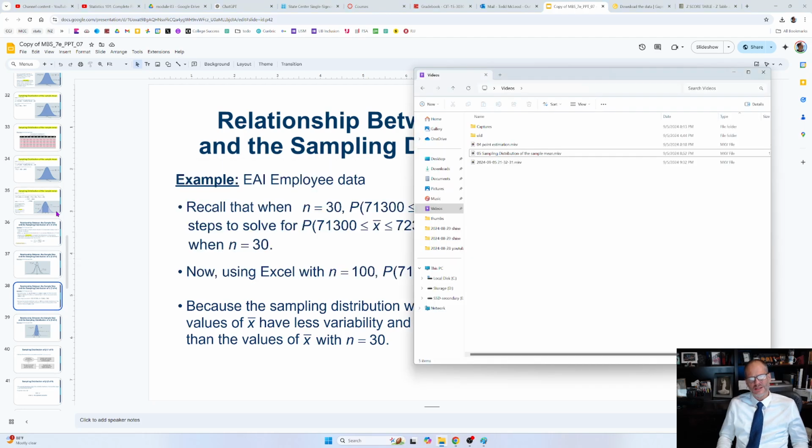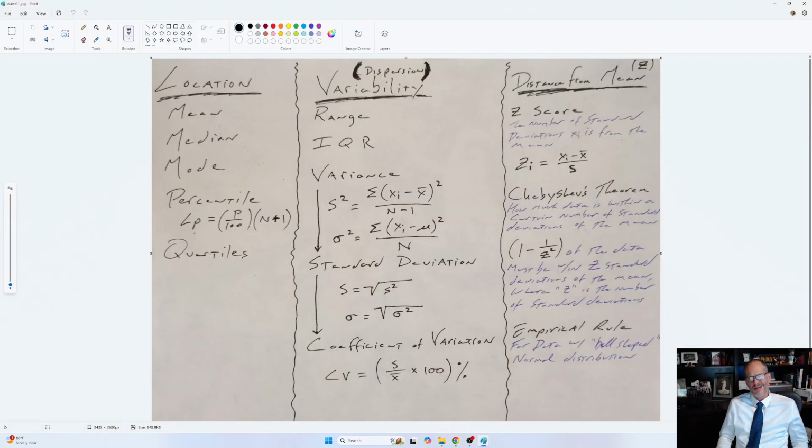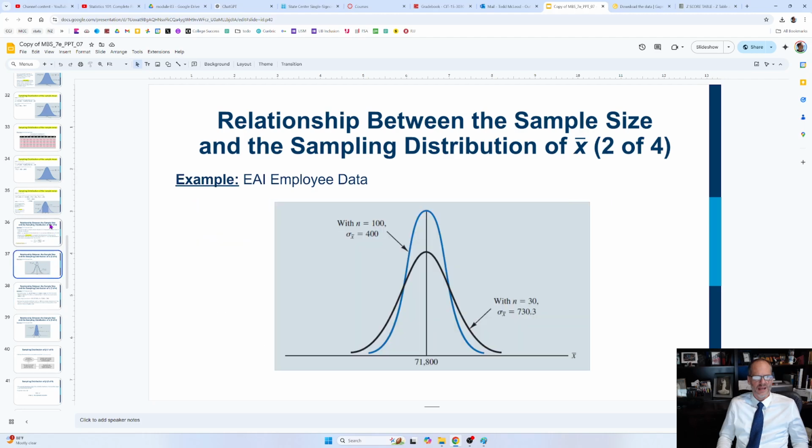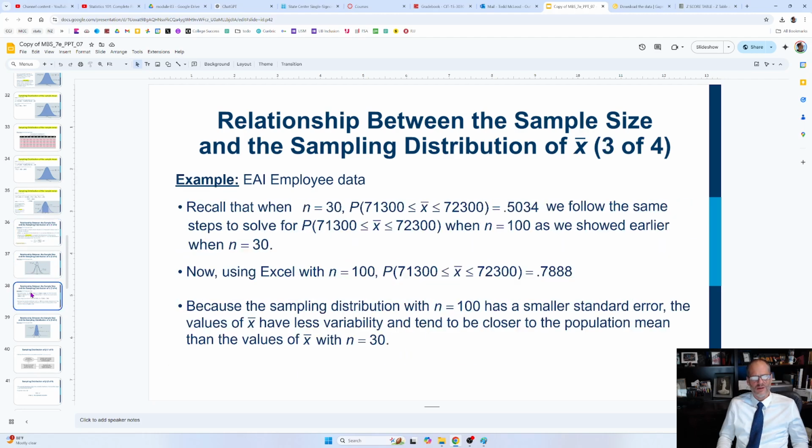The way you calculate that is you get your z-score, and your z-score is this data point minus the mean. In this case, it's 72,300 minus 71,800, which is the mean of the sample mean, right? And then we divide that by the standard error, which is the standard deviation of the sample mean. When we do that, the standard error has a different value because the standard error is 400 now as opposed to 730. And so we get a different z-score, even though we're looking at the same values.